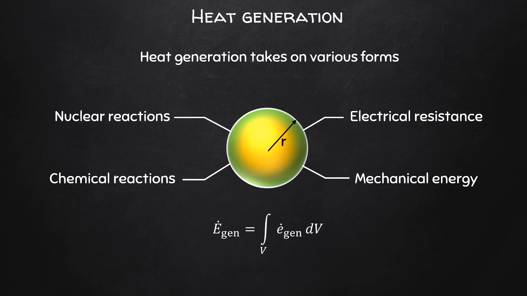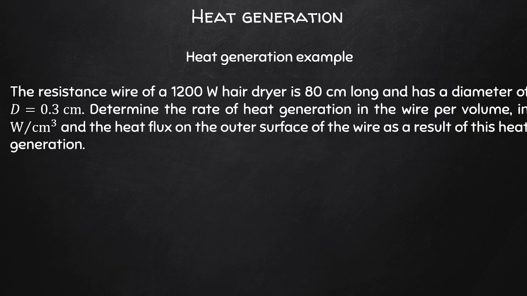But geometries that pertain to spherical coordinate systems could be things like nuclear reactors, which use a pebble bed. We could have chemical reactions which use spheres, but we may also have to consider heat generation through a cylindrical electrical wire, or even mechanical energy due to friction over a wire. Okay, so let's consider our next example.